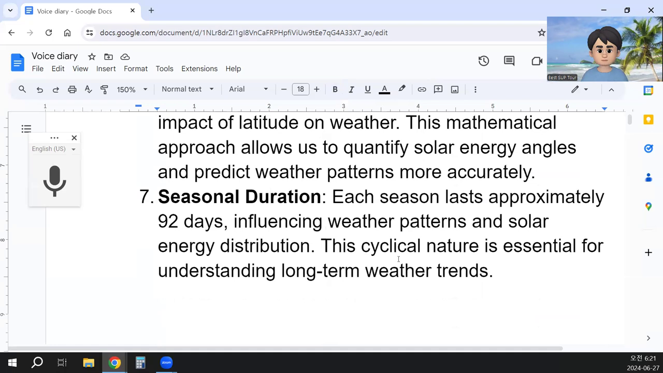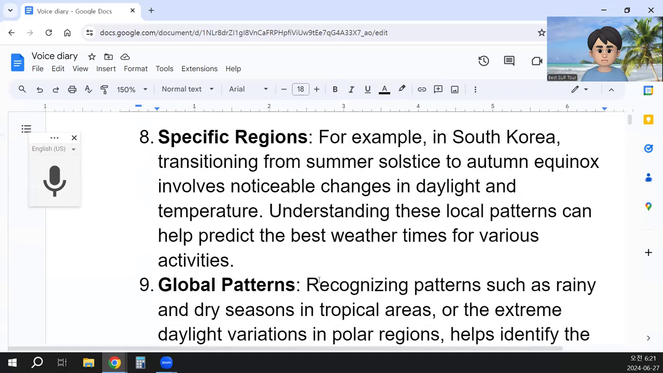This cyclical nature is essential for understanding long-term weather trends. For specific regions, for example in South Korea, the transition from summer solstice to autumn equinox involves a noticeable change in daylight and temperature. And the same local pattern can help predict the best weather times for various activities.